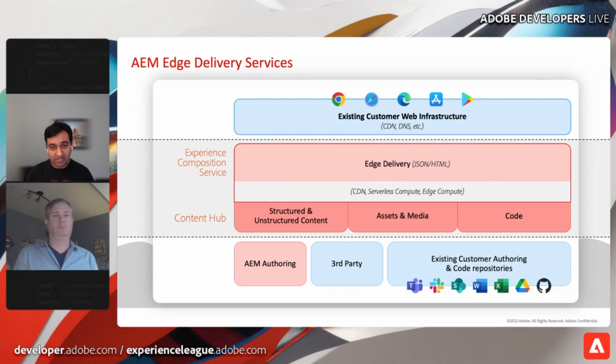Everything is running on the edge, and we're able to provide that speed because of that. At the bottom right, you can see the customer authoring and code repository. So you can have, whether it's Word or Excel from SharePoint, or the content could be coming from Google Docs, Google Sheets, from Google Drive. And when you preview the content, it goes to the preview layer of the edge. And if you publish it, it gets pushed to the publish layer of the edge in what's known as the content bus. And then the code is coming from GitHub.